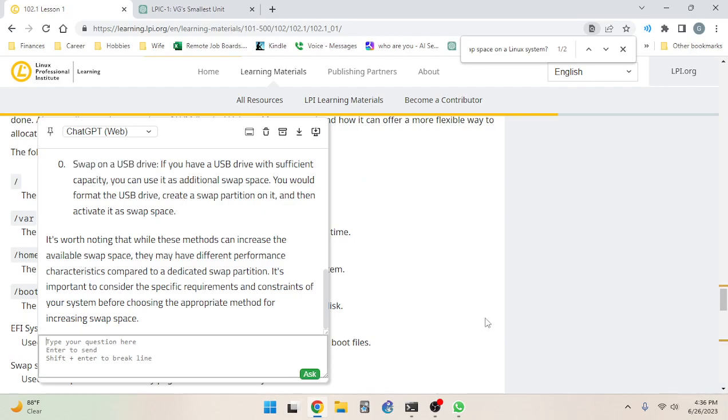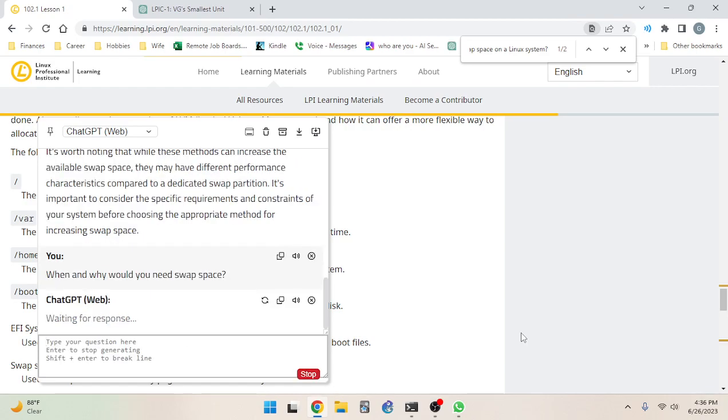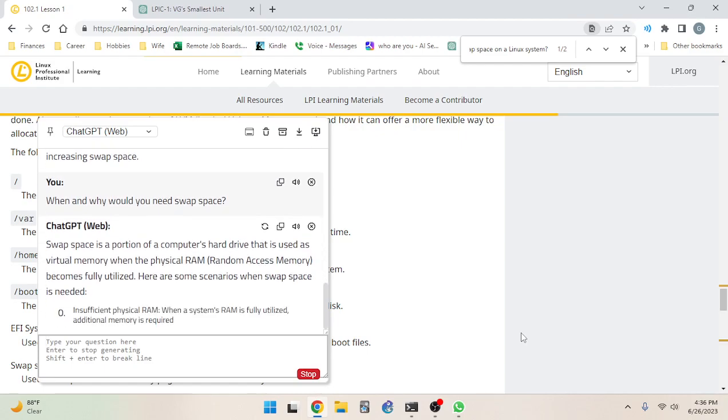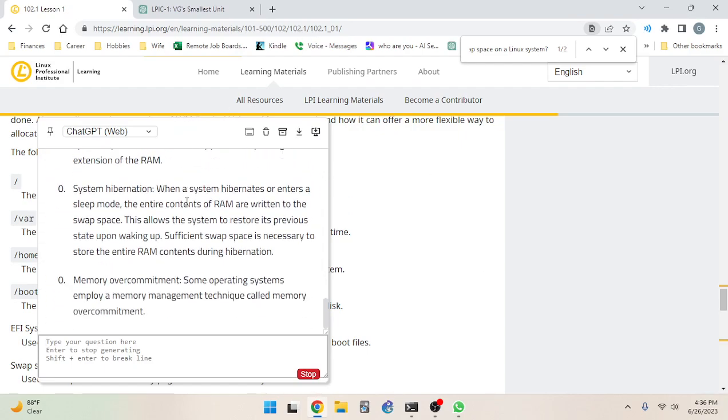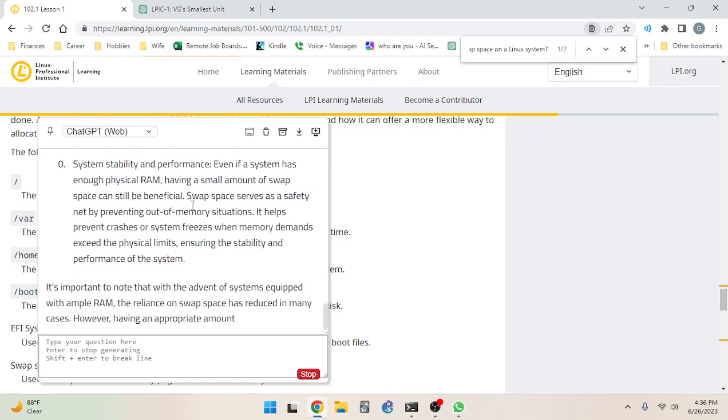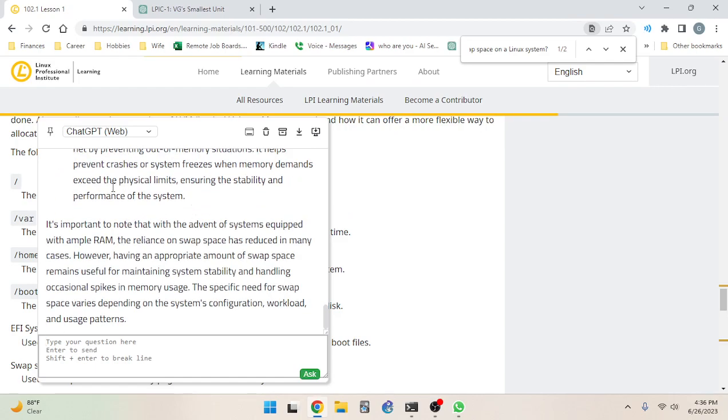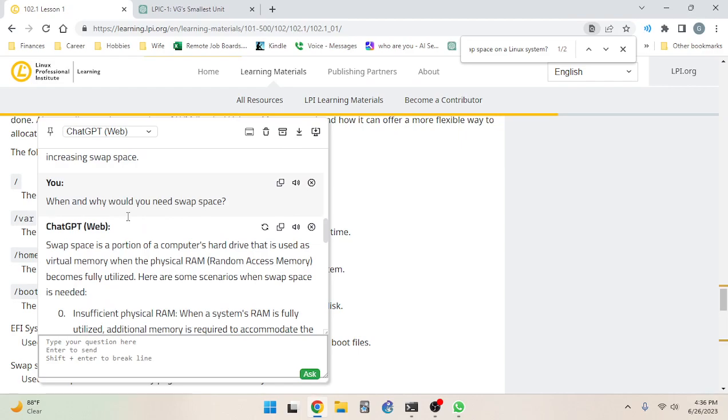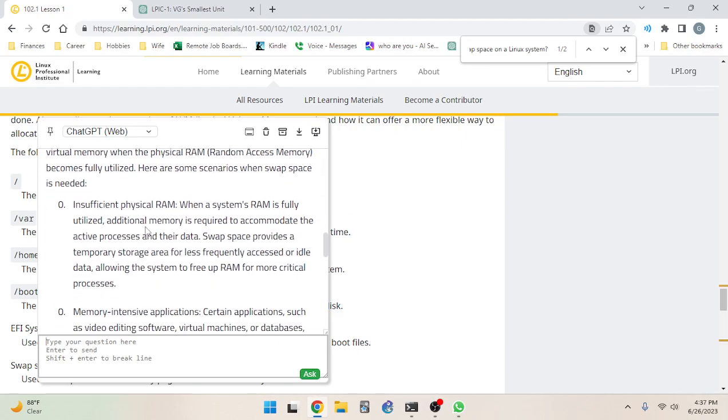So I'm going to ask it, when would you need swap? When and why would you need swap space? And I think the answer is if you're out of RAM. So it's got to generate here. Swap space is a portion of the computer's hard drive that is used as virtual memory when the physical RAM becomes fully utilized. Yep, that's what I thought.